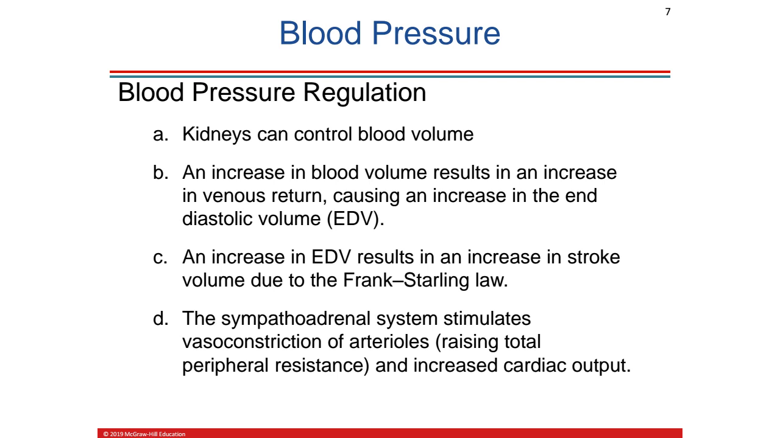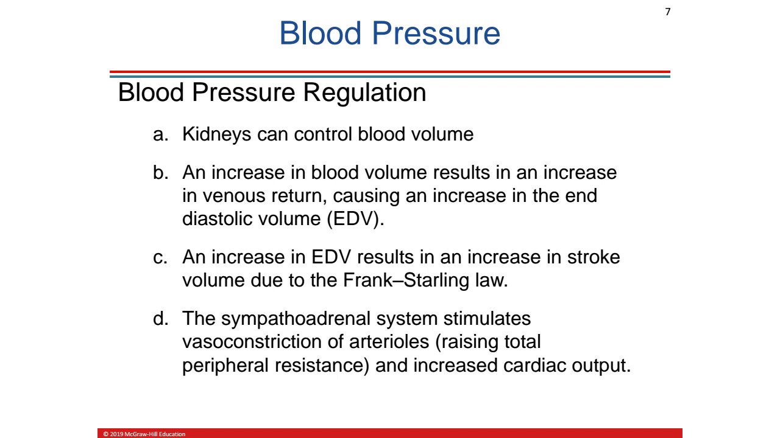Long-term mechanisms include the kidneys. The kidneys can control blood volume by regulating the amount of urine that's produced. So, for example, if the blood volume is too high, then we can have a response in which you will have a higher rate of urine production. In other words, you may have a higher volume of urine, and this reduces blood volume.